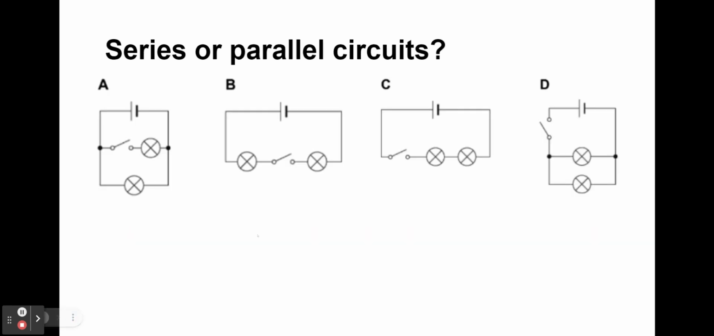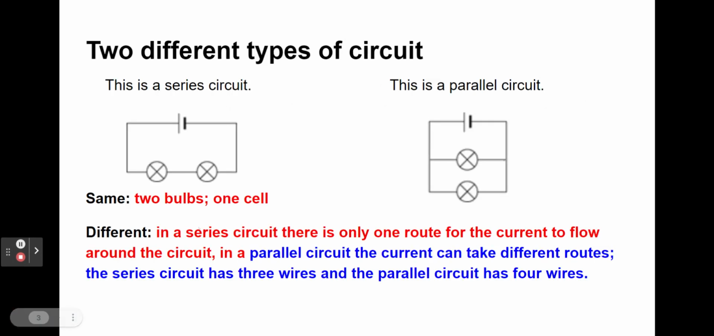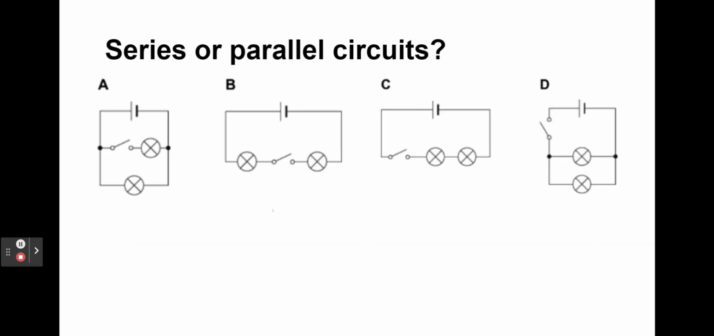So something for you to have a little go at now: are these series circuits or parallel circuits? So pause the video and just make a note as to whether or not you think A, B, C or D are series or parallel circuits. And remember, what you're looking for is putting your finger on the cell, following the electricity around the circuit, and if the electricity can travel all the way around the circuit without you having to remove your finger, then it's a series circuit. If you come to a branch, then it's a parallel circuit. So pause the video and try that now.